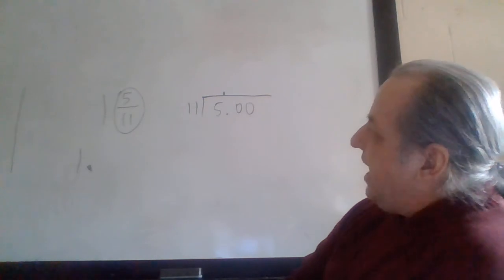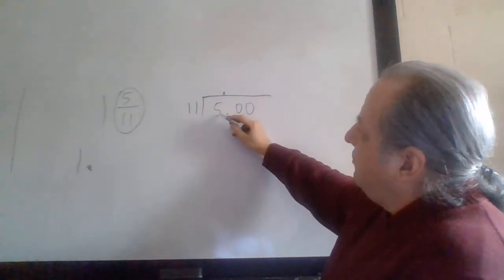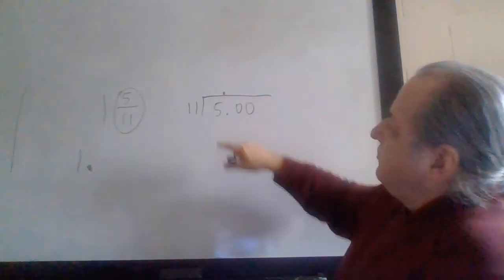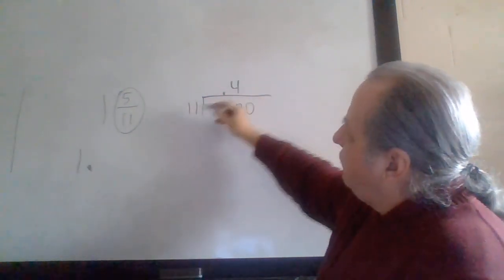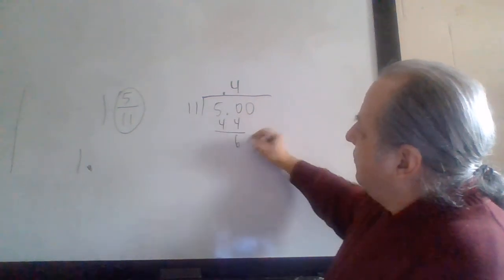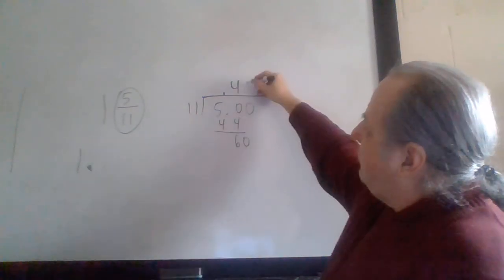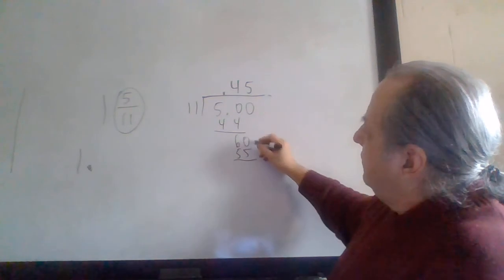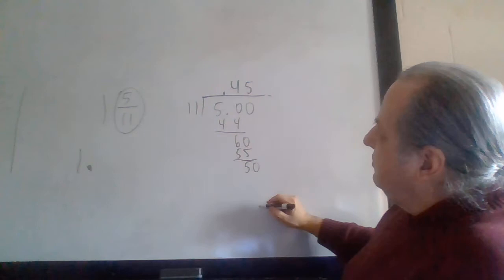Okay, welcome back. Let's finish it out. 11 doesn't go into 5. I don't need the 0 there really because I already know there's going to be a 1 here. So 11 goes into 50 4 times. 4 times 11 is 44. 50 minus 44 is 6. I have a remainder, bring down a 0. 11 goes into 60 5 times. 5 times 11 is 55. 60 minus 55 is 5. I have a remainder, bring another 0 down.